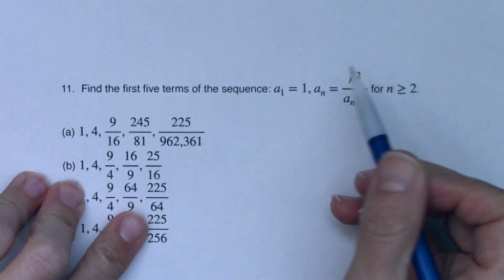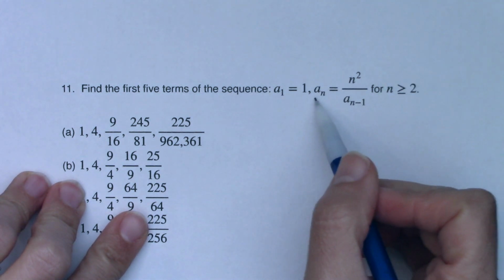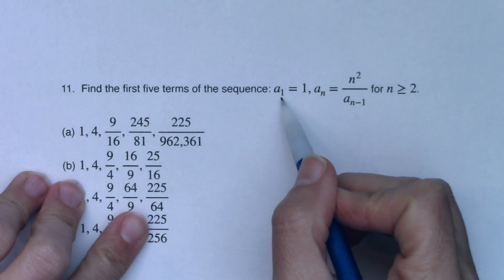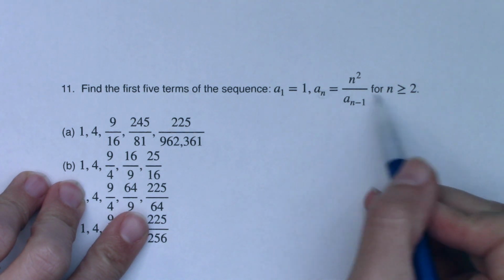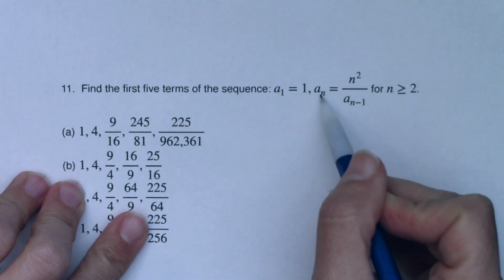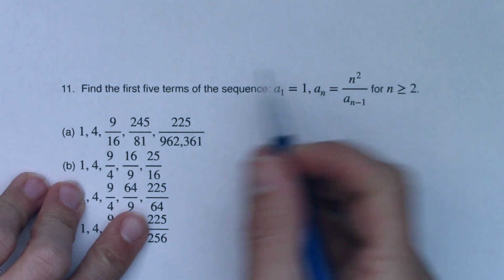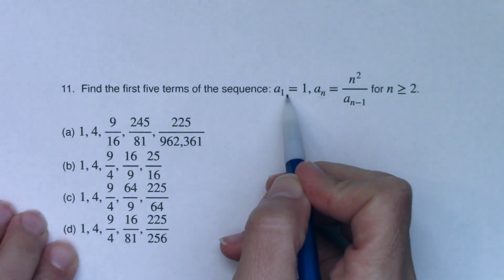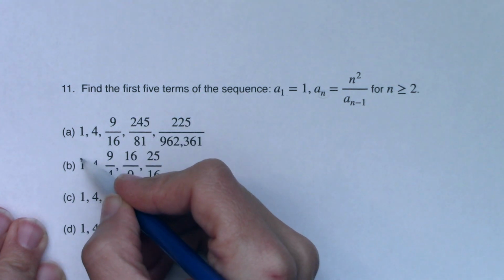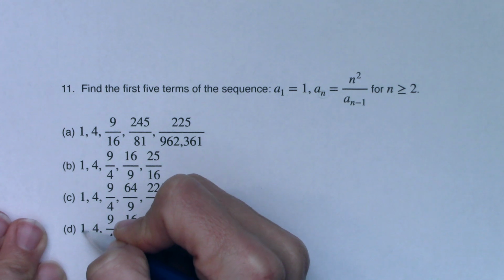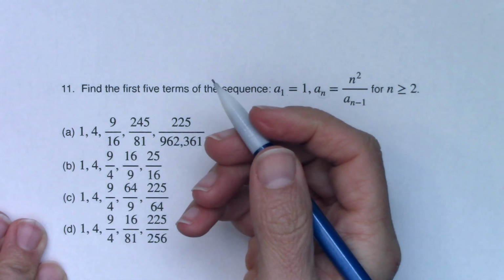So here we have a recursive sequence. We start out with a sub 1 is 1, and when n is anything 2 or higher, right, a sub 2, a sub 3, a sub 4, we follow this formula. And it says find the first 5 terms, so the first term itself is 1, and you can see in each of these options, the first term is 1, so I can't eliminate anything.